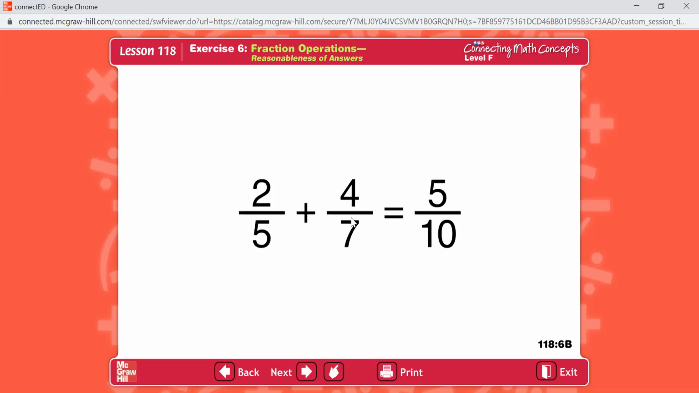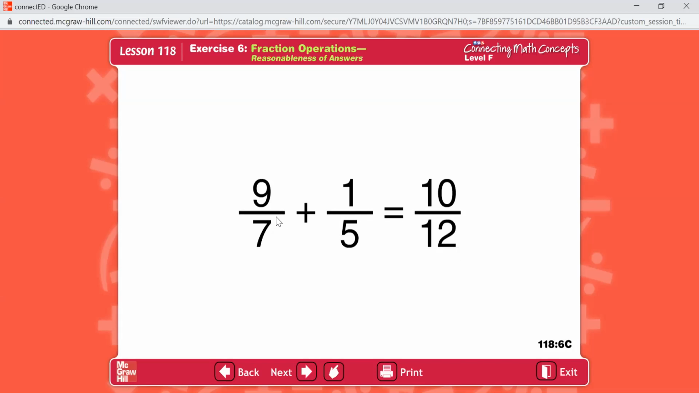If one of the fractions we add is more than 1/2, could the answer be half? No. So could the answer be 5/10? No. 4/7 is more than 1/2, so the answer must be more than 1/2.